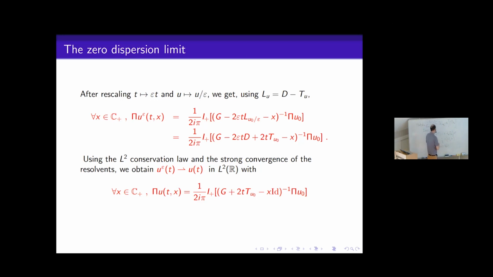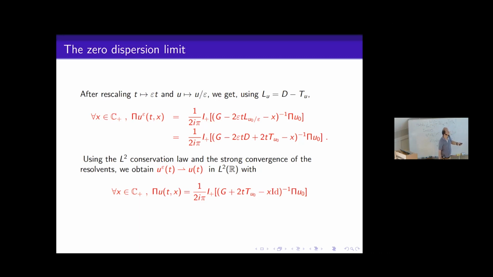This is a scaling. In other words, this is a scaling change, t changes to epsilon t, and u changes to u over epsilon. If you do that in the classical Benjamin-Ono, you get the Benjamin-Ono equation with an epsilon. But now you can apply the formula we found to this situation, and you get a formula for Π u_epsilon. You just replace u0 by u0 over epsilon and t by epsilon t.